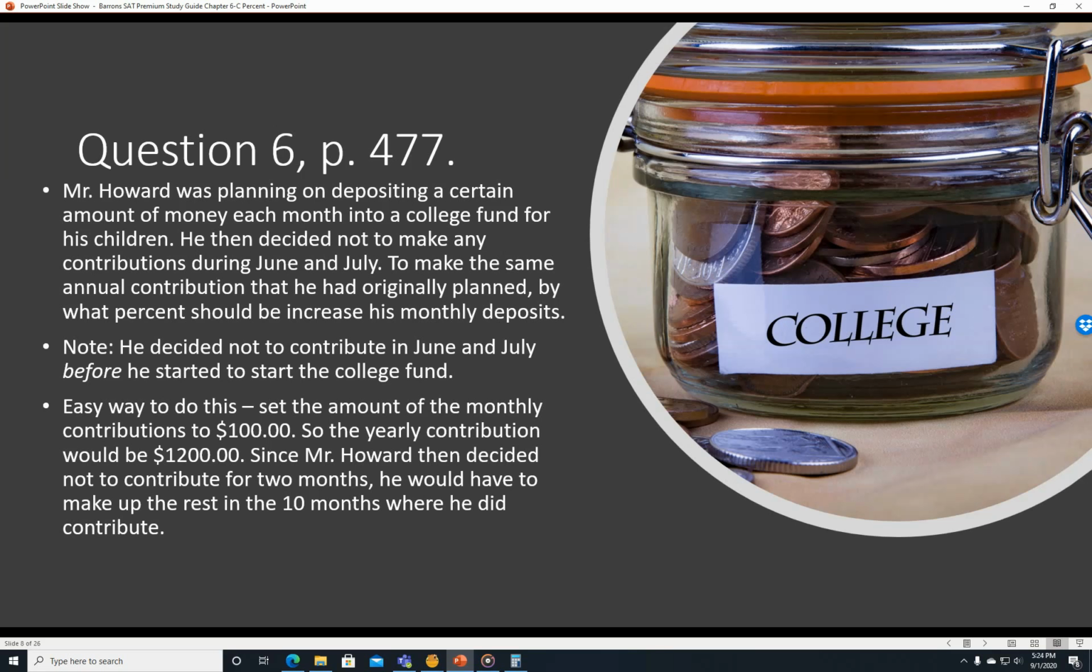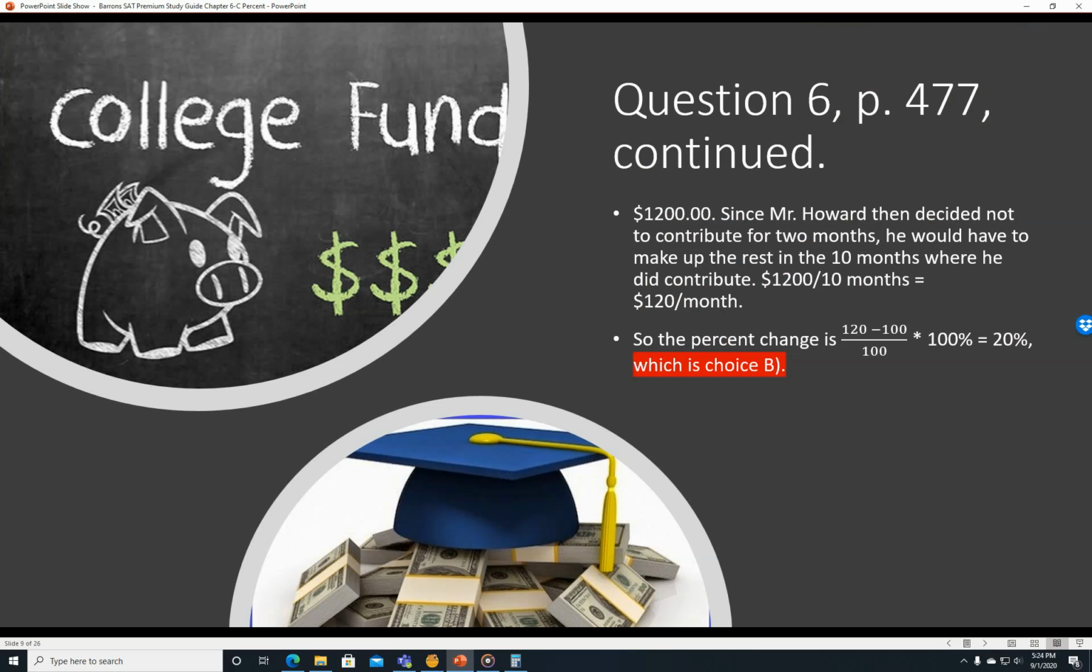So the yearly contribution would be $1,200, because 12 times 100. Since Mr. Howard then decided not to contribute for 2 months, he would have to make up the rest in the 10 months where he did contribute. So it's easy enough to take the $1,200 and just divide that by 10 months. So you get $1,200 over 10 months, which is $120 per month.